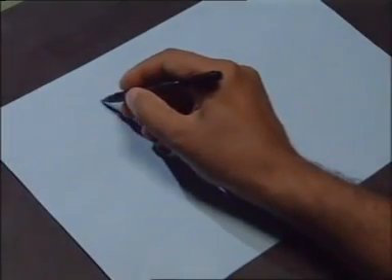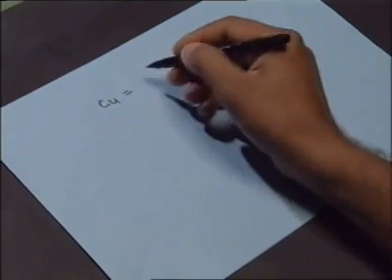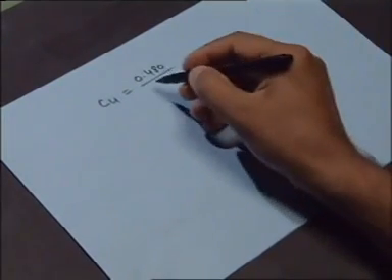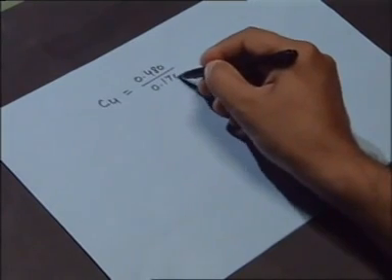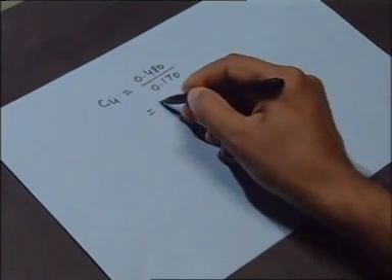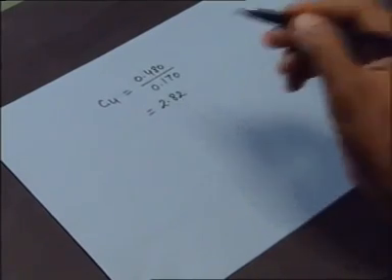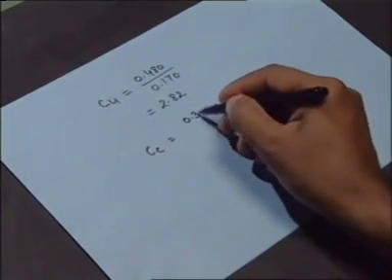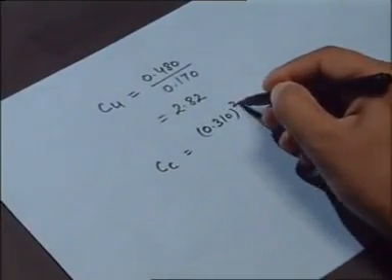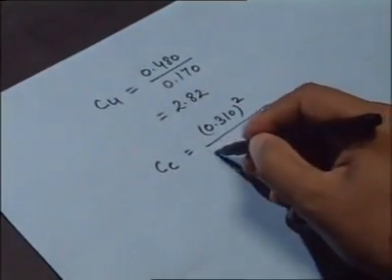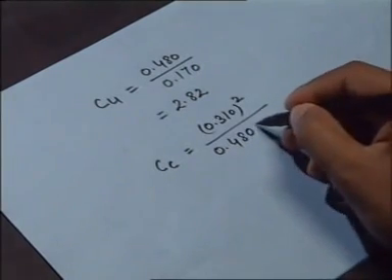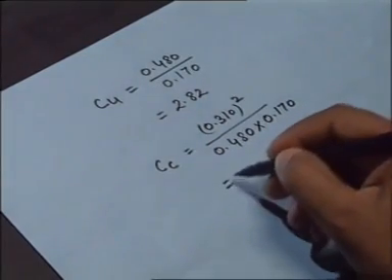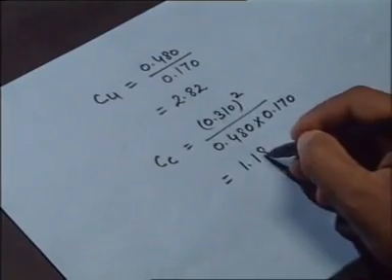By putting the values, Cu equal to 0.480 divided by 0.170, which is equal to 2.82, and Cc equal to 0.310 whole square divided by 0.480 multiplied by 0.170, which is equal to 1.18.